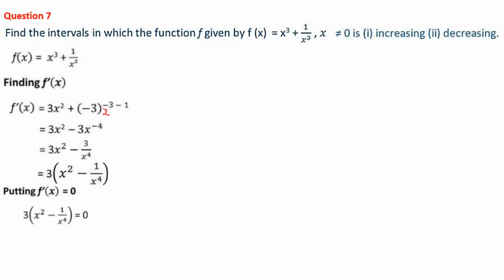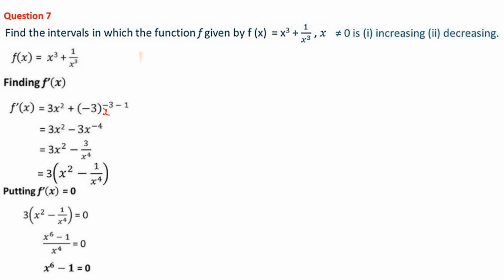Let's equate it with 0. f dash x equal to 0 means 3 into x square minus 1 by x power 4 is equal to 0. Here 3 is a constant, so we can equate the rest with 0. While equating, we can take the LCM also. Common denominator x power 4; x power 4 into x square is x power 6 minus 1 is equal to 0. Then when we cross multiply, x power 6 minus 1 is equal to 0.